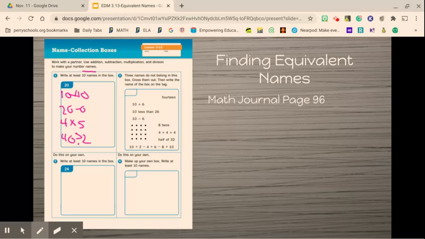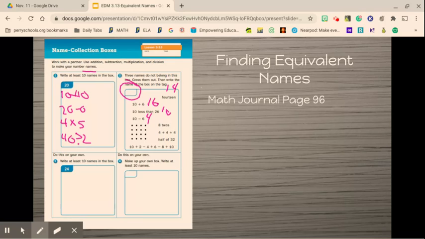Number 2 says, 3 names do not belong in this box. Cross them out. Then write the name on the outside of the box in the tag. So we have to cross out 3 names, but we also have to give the name in the tag. So I'm going to have to go through and figure out what everything is. So I see this one, 14. I like to write the number out. 10 plus 6 is 16. 10 less than 26 is 16. 10 minus 6 is 4.